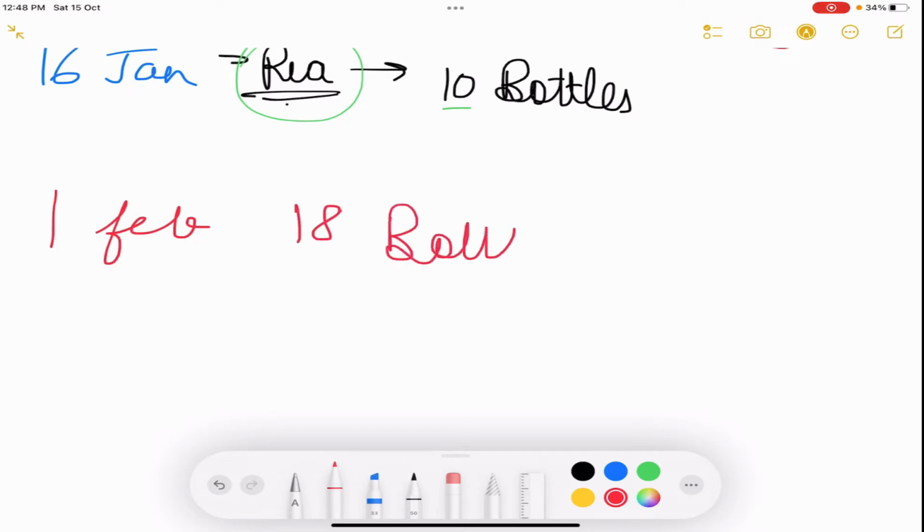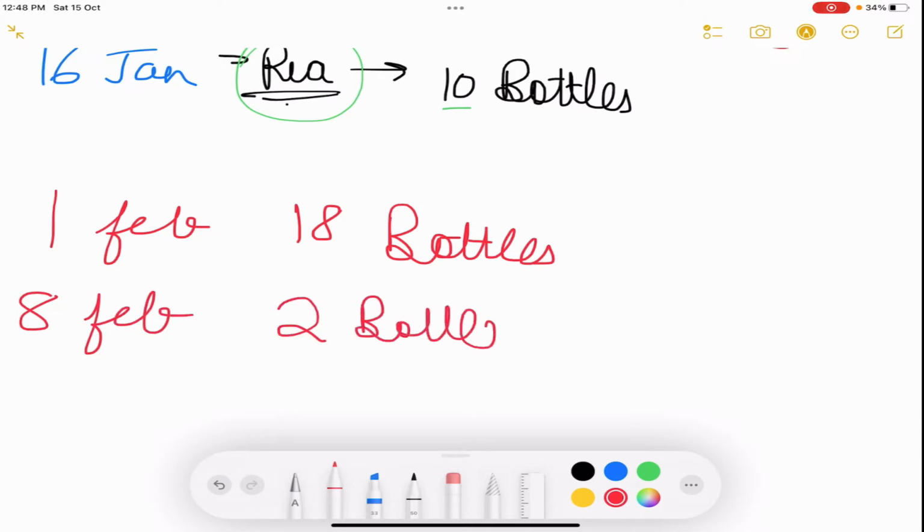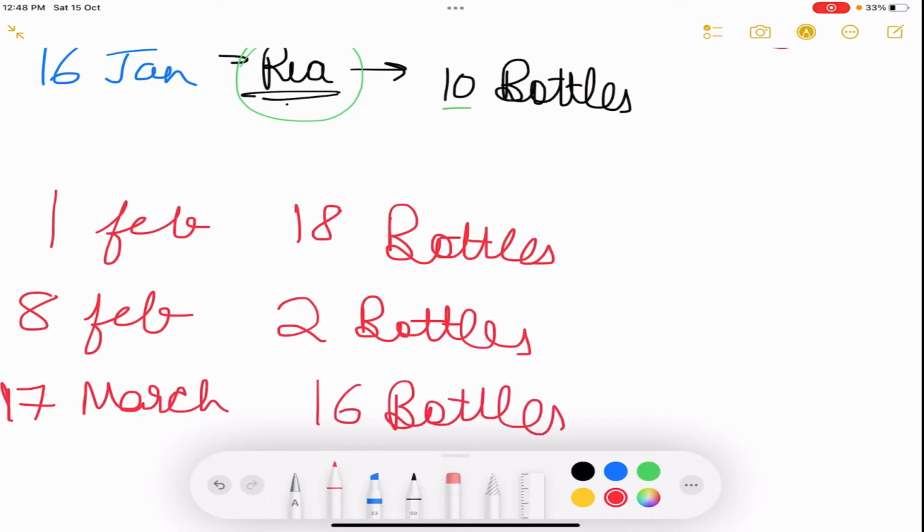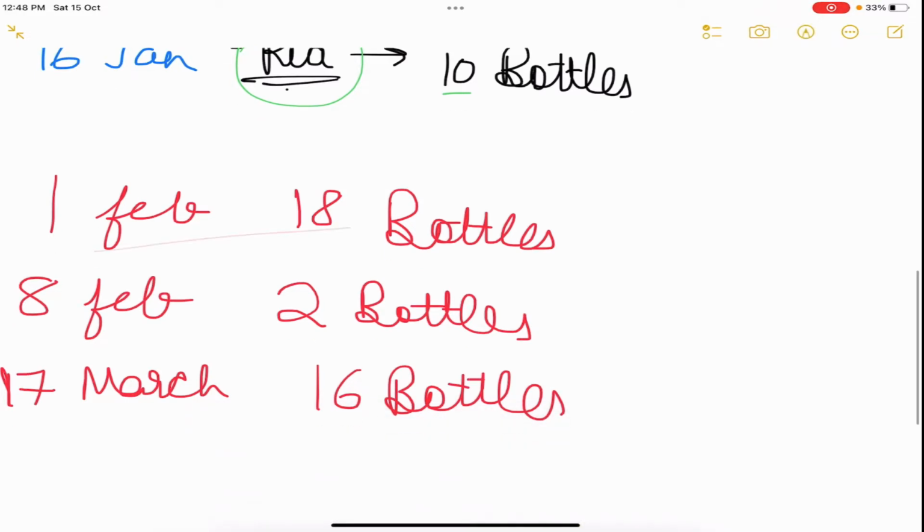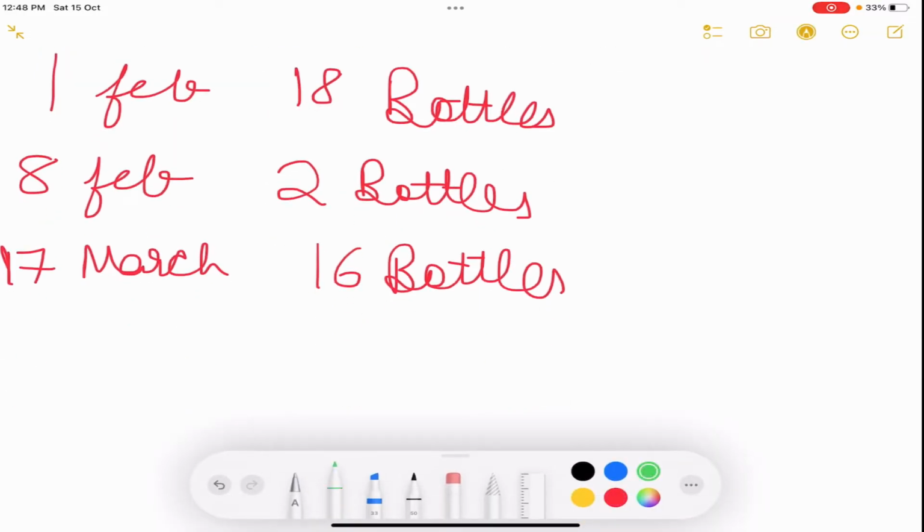These are my purchases, my stock. On 8th Feb also I have two bottles, let's say. And on 17th March I bought 16 bottles. Now I have a customer with me on 19th March.